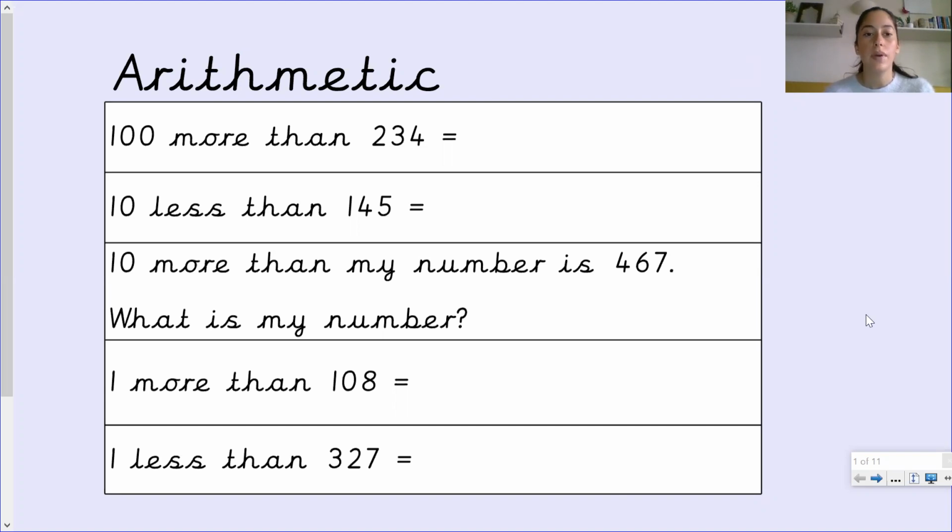Okay, so now that you've completed your arithmetic test, I'm going to show you the answers. Don't worry if you've made a mistake. If you've got the answer correct, just put a tick next to it. And if you've made a mistake, put a cross next to it and then write the correct answer next to your answer.